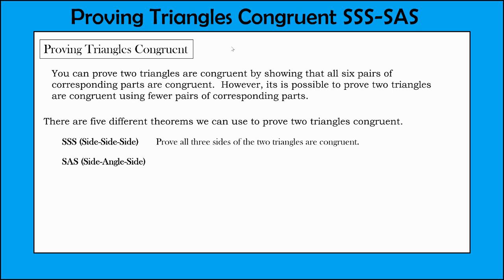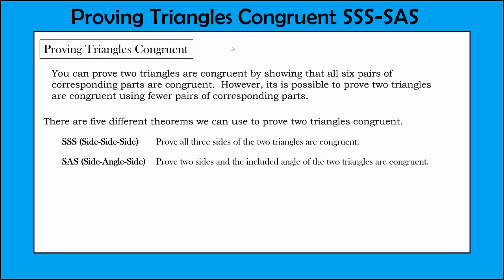The second shortcut is what we call side-angle-side. Here, we prove two sides of one triangle are congruent to two sides of another. If we can show the included angle is the same measure as the included angle in the second triangle, that's enough to say the two triangles are congruent. So again, it's three parts that work here: two sides and the included angle. If I can prove that much, that's enough to say the two triangles are congruent and all the other parts are congruent as well.